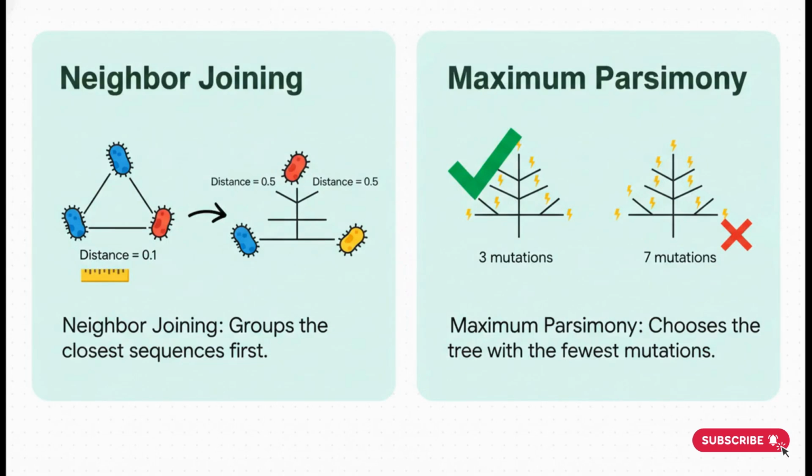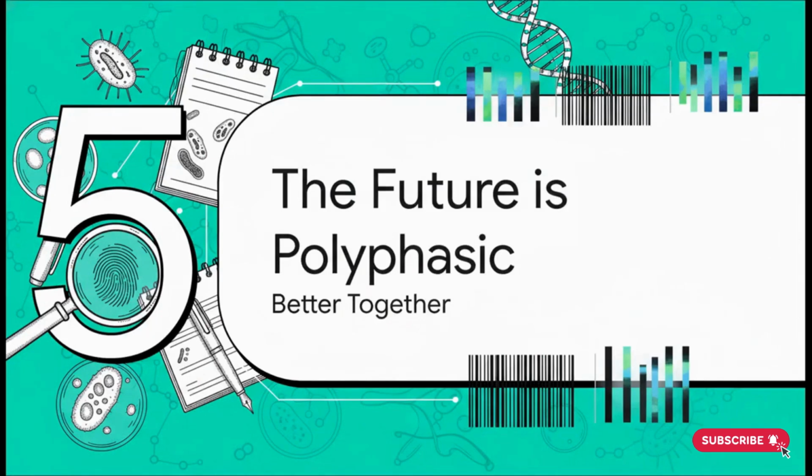And there's not just one way to build that tree. You can think of it as two different strategies. One way is to just look at the raw genetic distance, who's the closest neighbor. Another way is more like Occam's razor. It tries to find the simplest possible story, the one that requires the fewest evolutionary changes to explain how everyone's related. So, after all this, which one is better?